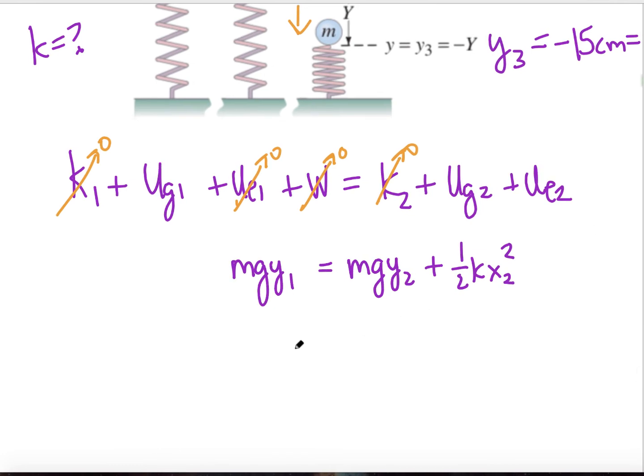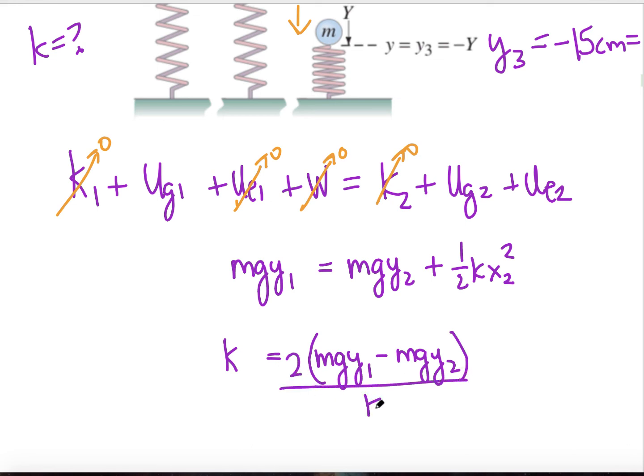There are no other simplifications we can make, so at this point we just need to solve for k. I'm going to put k on the left here, and I'm going to subtract mg y2, and then multiply both sides by 2 and divide both sides by, I'm sorry, not k, by x2 squared.